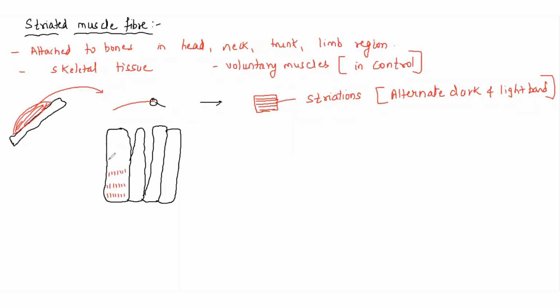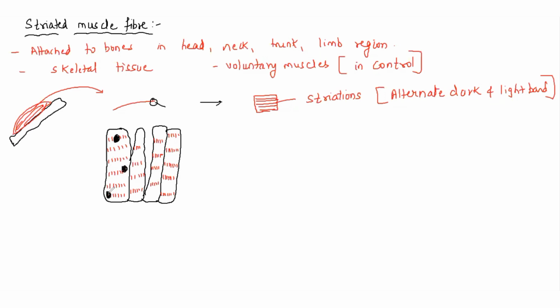Striated muscular tissues are those muscular tissues which are in our control. They are voluntary muscular tissues. They are attached to the bones in the head, neck region, hands and legs. Striated muscular tissue is also called skeletal tissue. When I look at this structure, I find that it shows lots of striations, with alternate dark band and light band. Inside you will see a nucleus, but it is a multinucleated structure. This all basically becomes the nucleus.